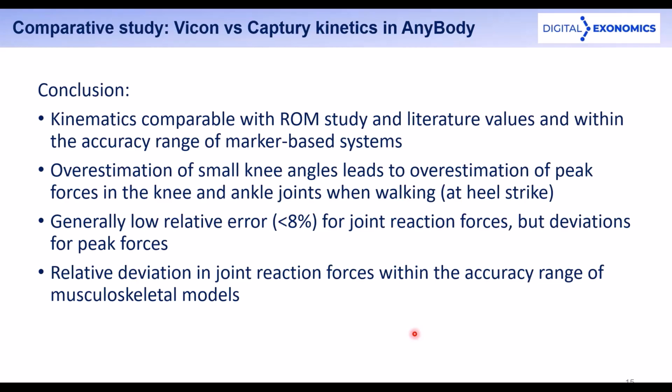But overall, we can say that most of the relative deviation in joint reaction force that we see is again within the accuracy range of musculoskeletal models. So with musculoskeletal simulation, in general, it's of course the same, where you never have an exact result. There is always some residual uncertainty left. And with most of the results we see here, or most of the errors, we are actually within the range of this uncertainty.